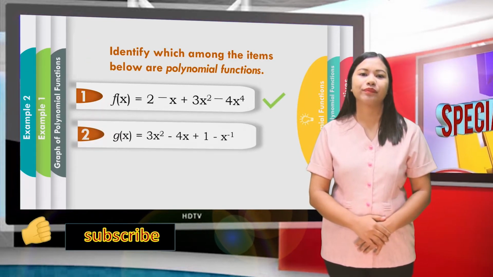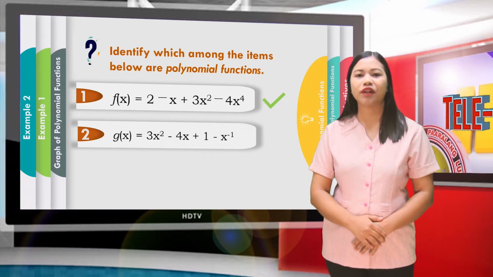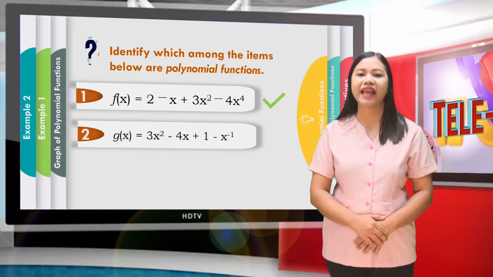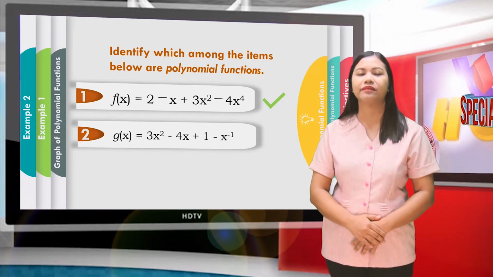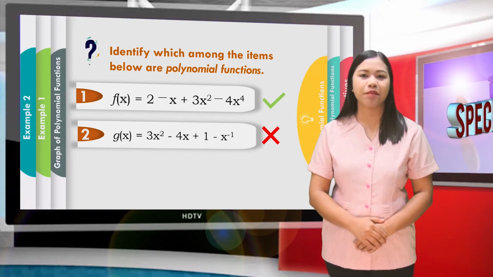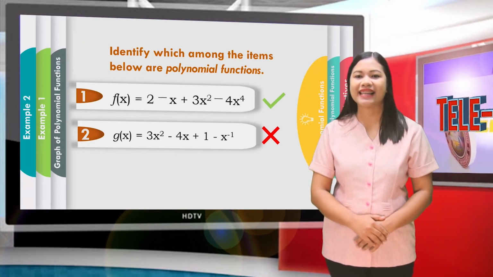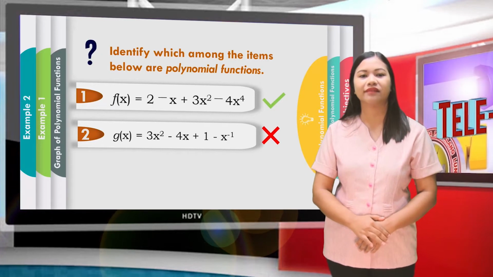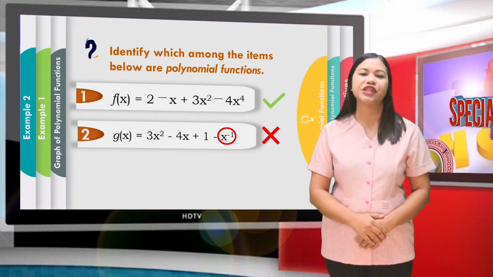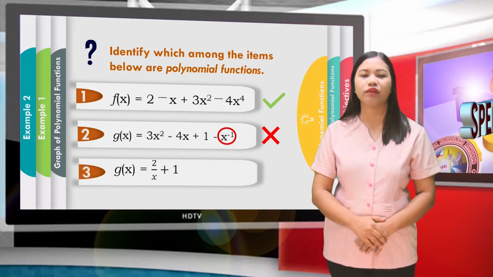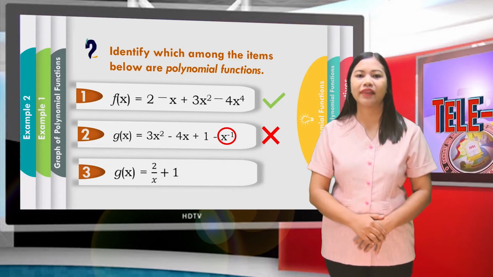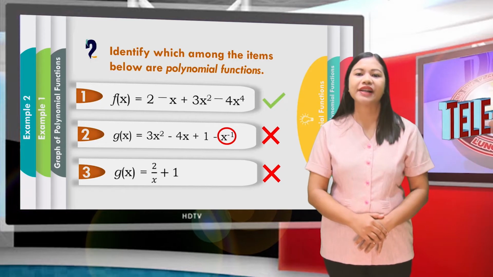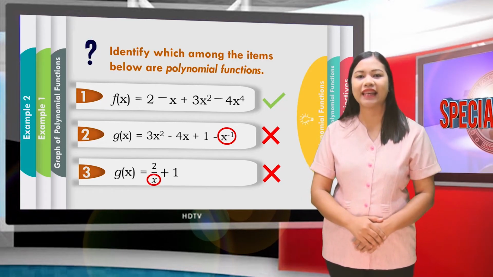Number 2, g(x) = 3x^2 - 4x + 1 - x^(-1). It is not a polynomial function since it has a variable with a negative exponent. Number 3, g(x) = 2/(x + 1). It is not a polynomial function because it has a variable in the denominator.